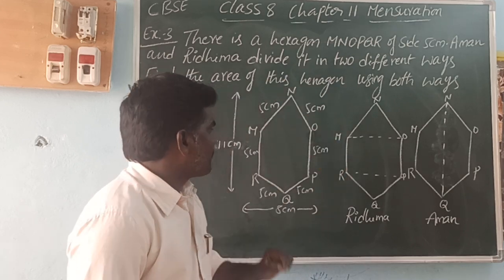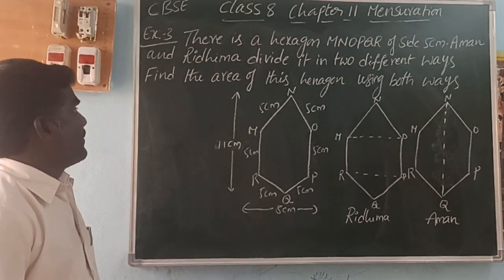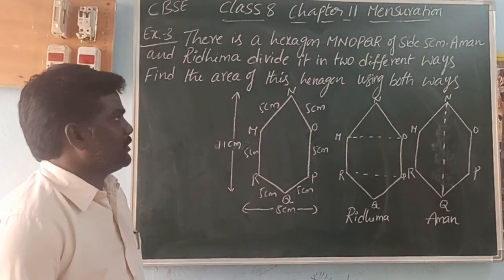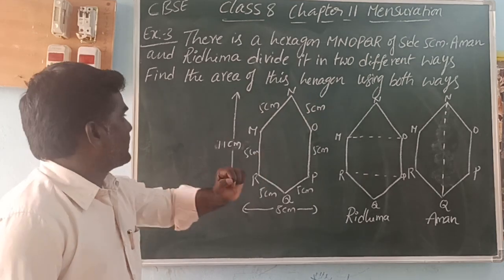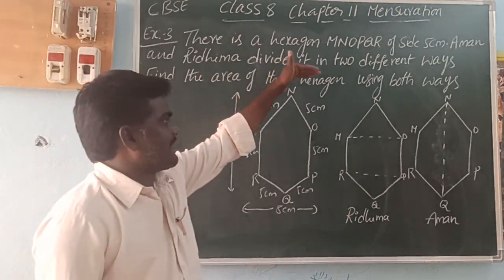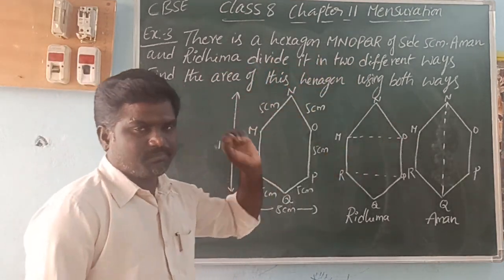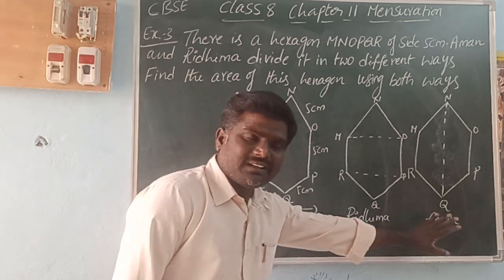MNOPQR. Each side is 5 centimeters. Aman and Ridhima divide it in two different ways. Find the area of this hexagon using both ways. Okay, here are Ridhima's way and Aman's way.